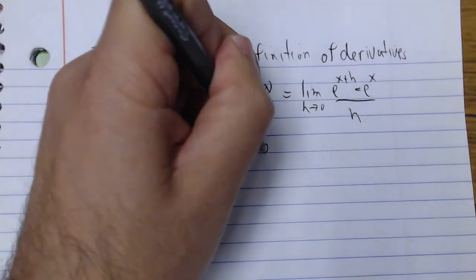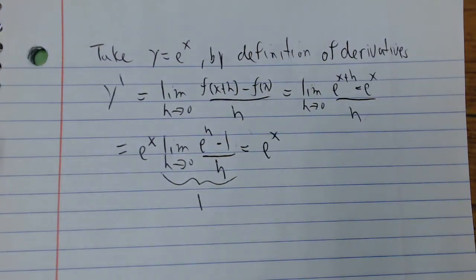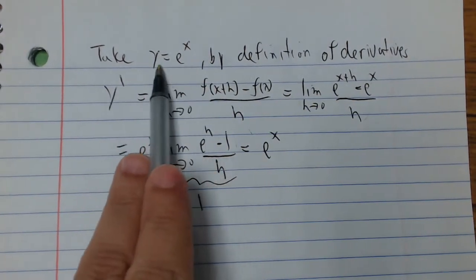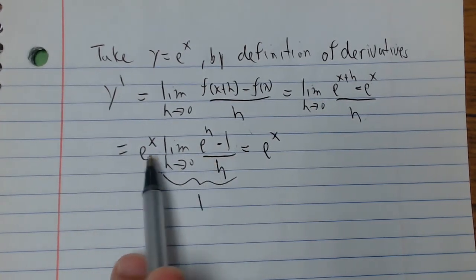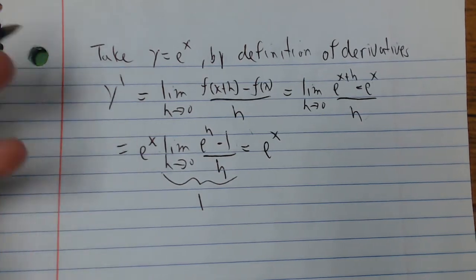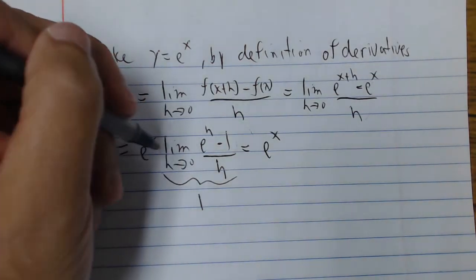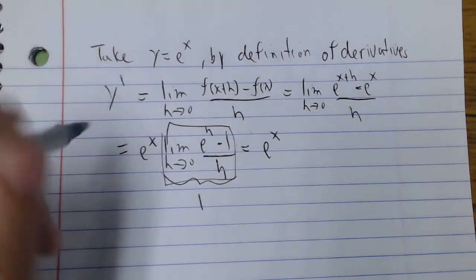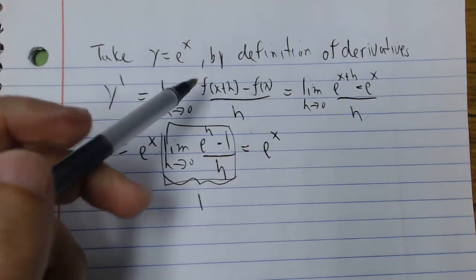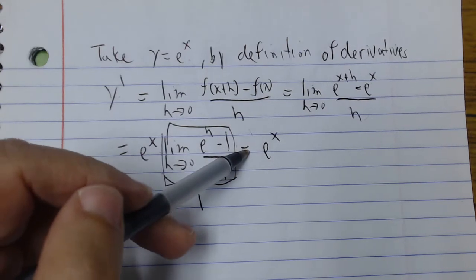So what do I get? I get e to the x. So what is it that we just noticed? Wait a minute. The derivative of e to the x, y prime, ended up being e to the x again. So we just discovered something: the derivative of e to the x gives me e to the x right back.